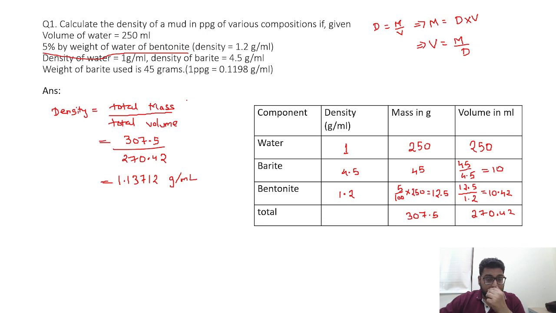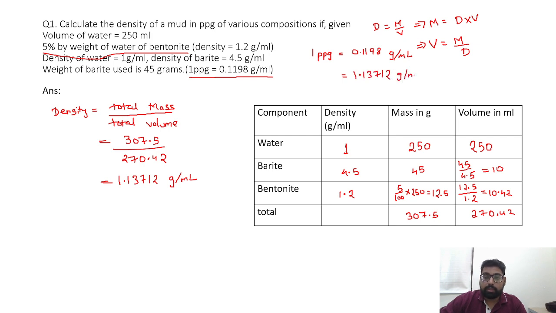Okay. Now, if you look at this value, you will notice that there is a unit conversion given, that 1 ppg is 0.1198 grams per ml. Most of the time you might get confused whether you need to multiply or divide. So let's say I have 1 ppg. This is your basic understanding, which is equal to 0.1198 gram per ml. Okay. And we have density in grams per ml.